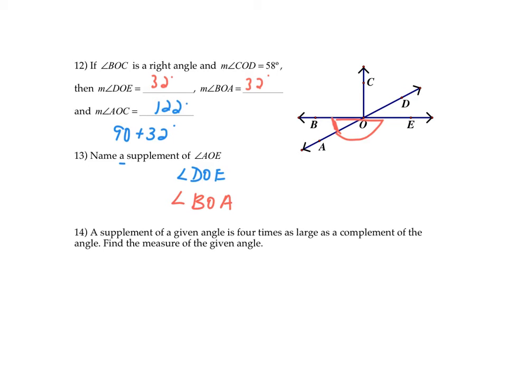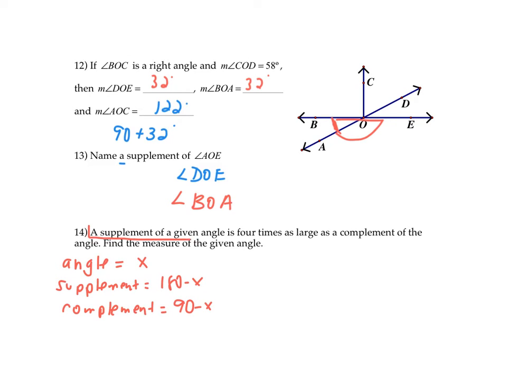Okay, now for the word problem. Everybody's favorite. It says the supplement of a given angle is 4 times as large as the complement of the angle. Find the measure of the given angle. So recall from our time in class, we said first represent the angle with x, represent the supplement with 180 minus x, and represent the complement with 90 minus x. And then go back and read the word problem again. It says a supplement of a given angle is. So replace a supplement of a given angle with 180 minus x.